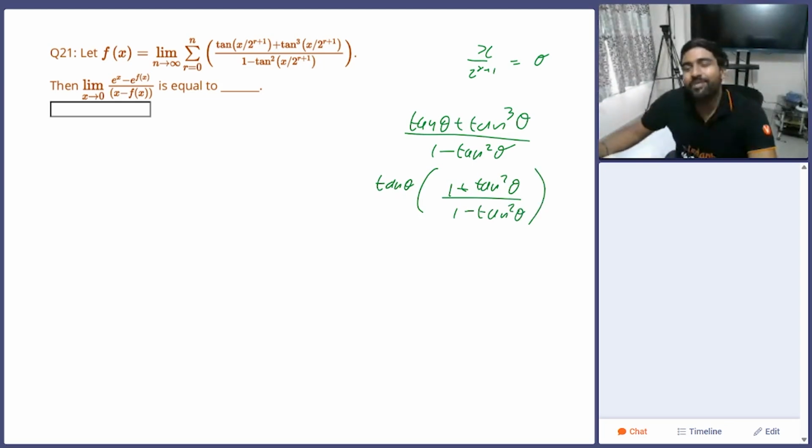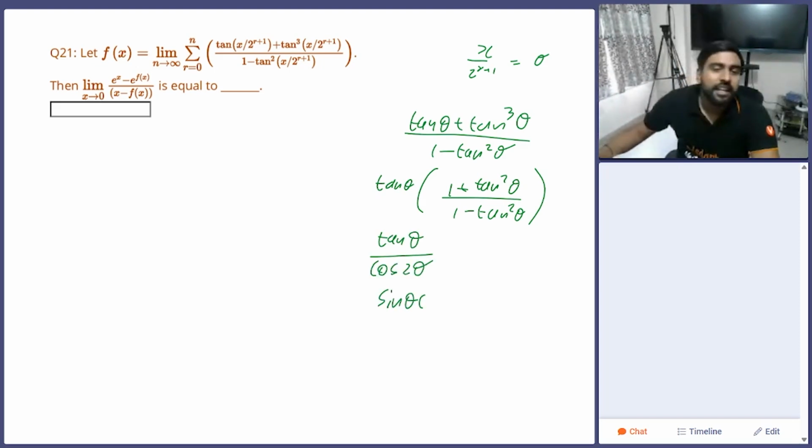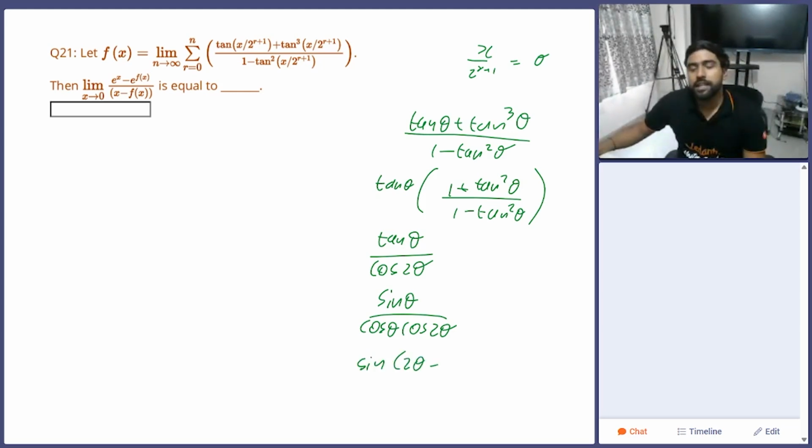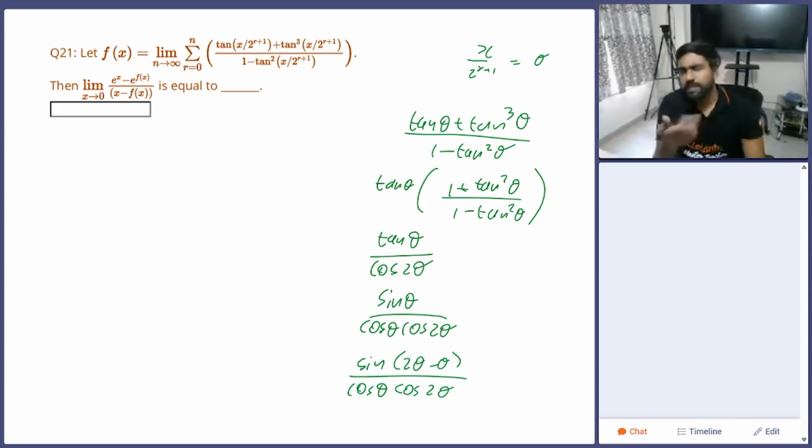What is this? I know that 1 minus tan square upon 1 plus tan square is what? That's cos 2 theta, right? So I can say this is nothing but tan theta divided by cos 2 theta. I can write this as sin theta divided by cos theta, cos 2 theta. Okay, very well. I want to somehow break this. Can I write instead of sin theta, sin of 2 theta minus theta, divided by cos theta, cos 2 theta? I'm just trying to break it.